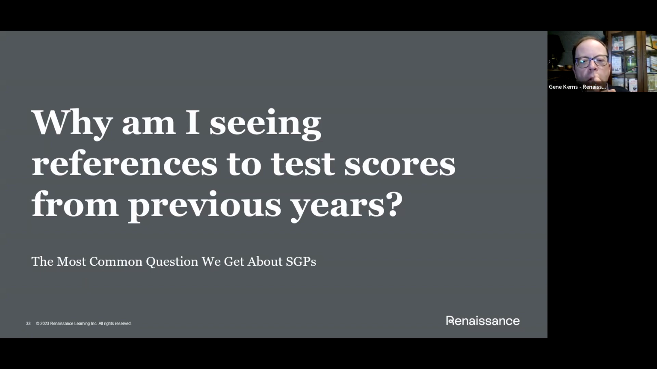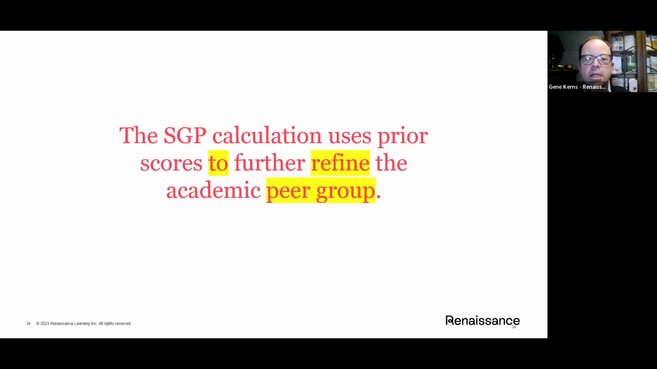SGPs are always current. They are always reporting on the current time frame unless you have asked the system to go back in time. They are always showing you the current year, but they may use a test score from a previous year to refine the process, to narrow down the data. Let me show you what's going on.